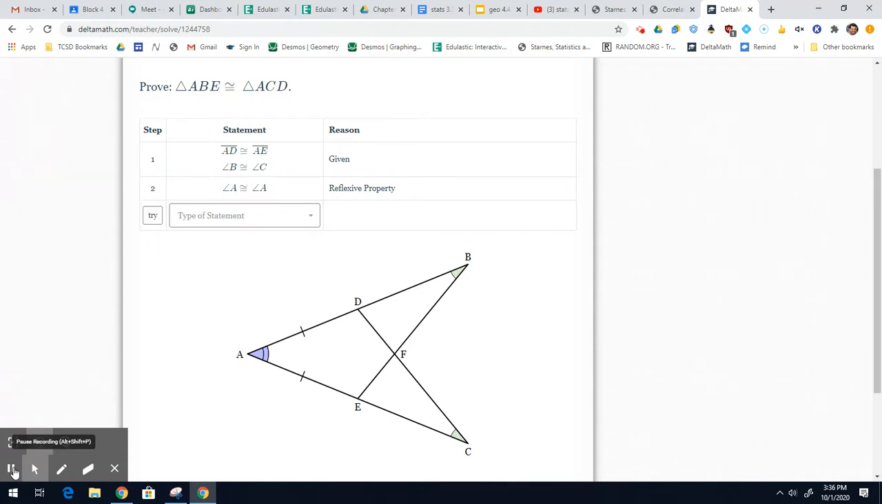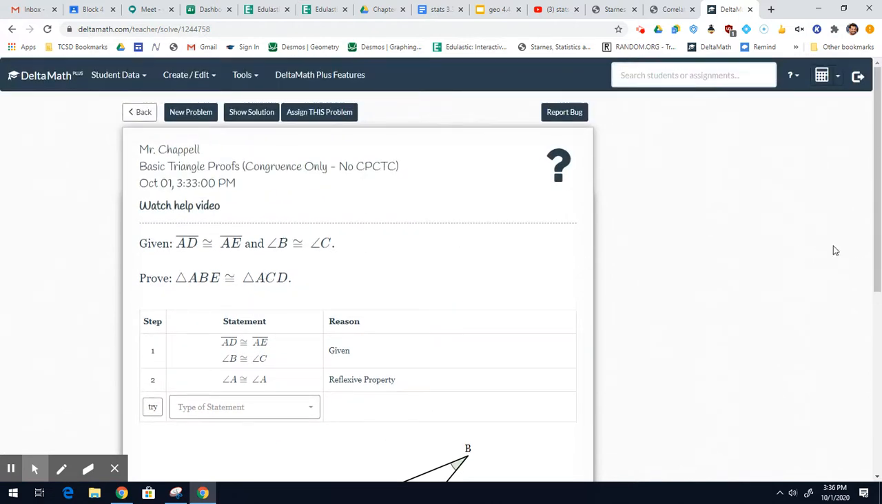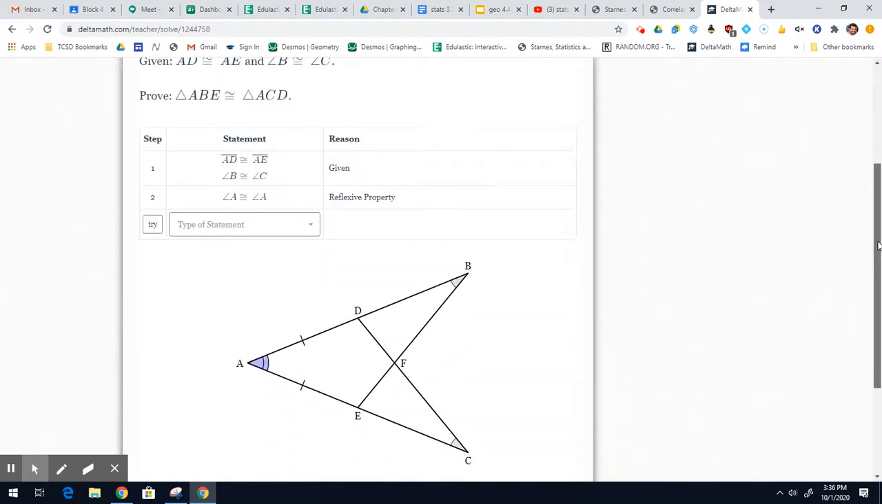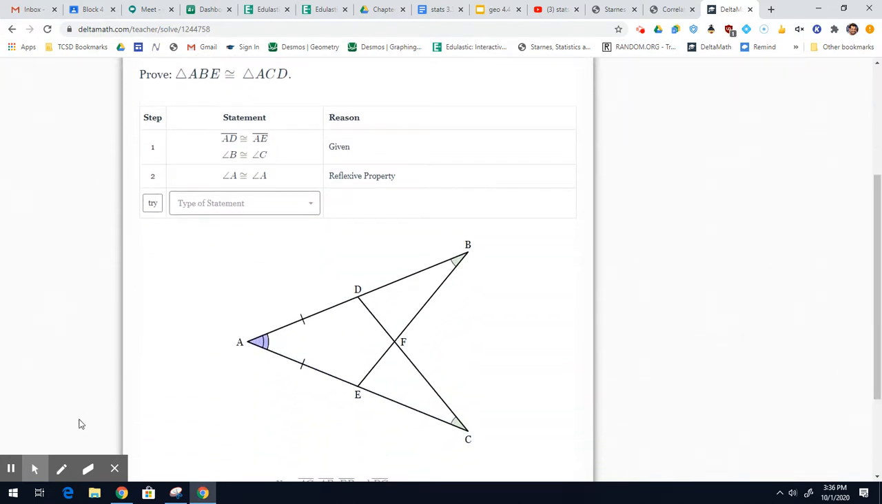So if I focus on, sorry, let me get my bearings back. Oh, there we go. Let's focus on triangle ABE.